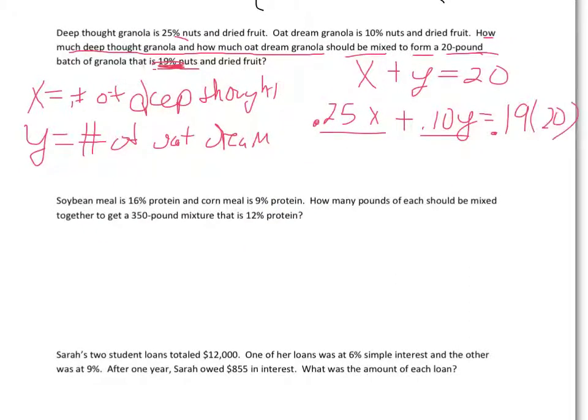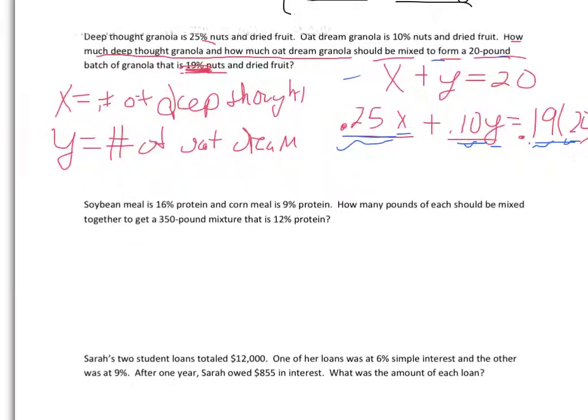So once again, this first equation, pounds plus pounds equals pounds. The second one, nuts and dried fruit plus nuts and dried fruit equals total nuts and dried fruit. And it's consistent with the way we have this. We have percentage times pounds, total percentage times total pounds. So that's the setup for that one.